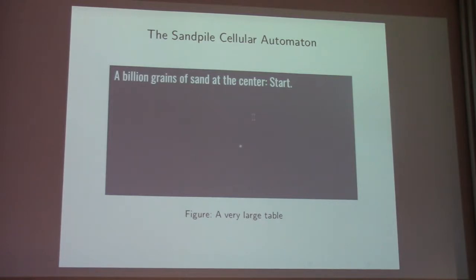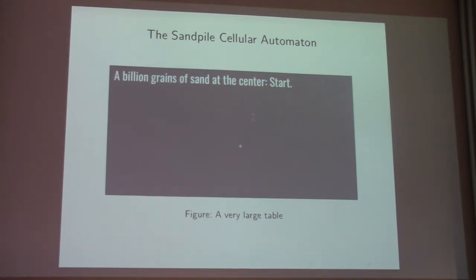And then they provided this remarkable example that still has many mathematical mysteries. Almost everything they said is a conjecture even today. But some things they said have been proved in the last couple of years, in a resurgence of interest in the subject by mathematicians. And they said, well, why don't we take a lot of sand at the center of the table? And the table is very large.